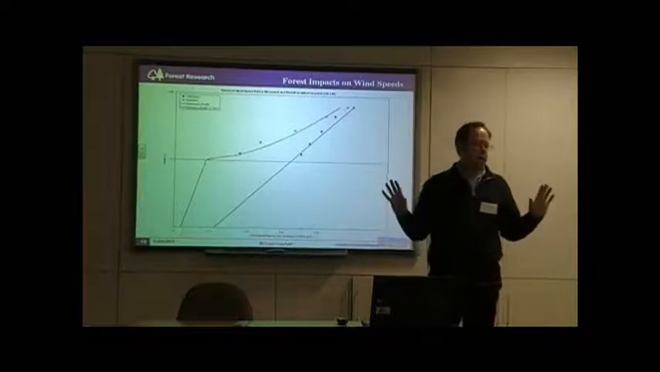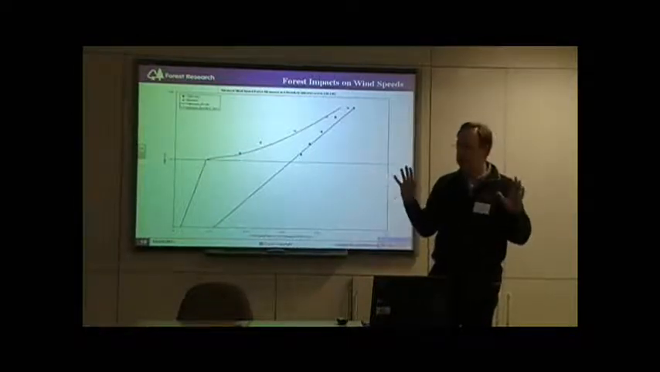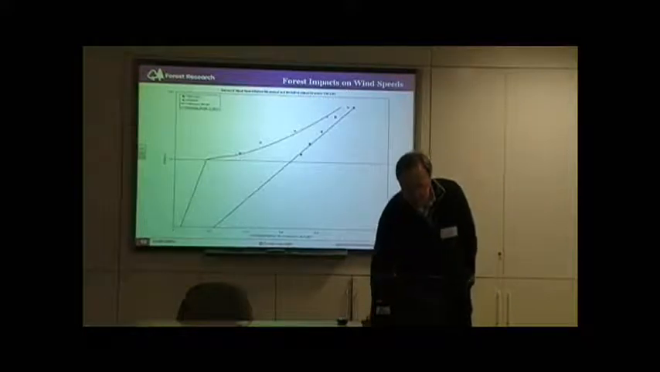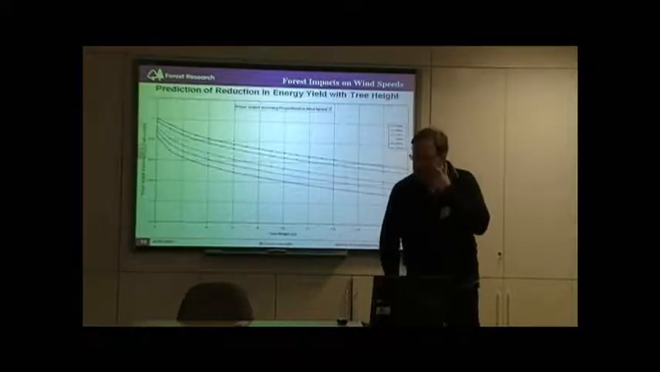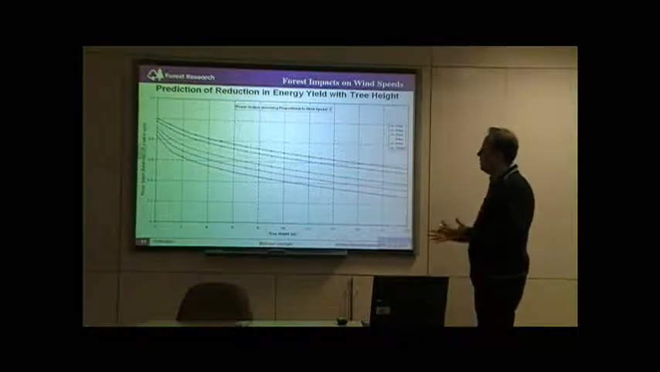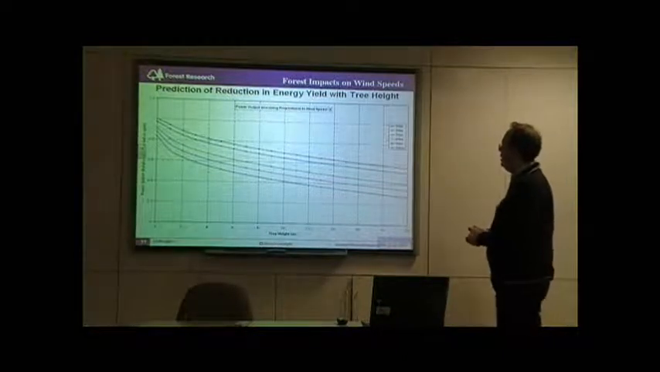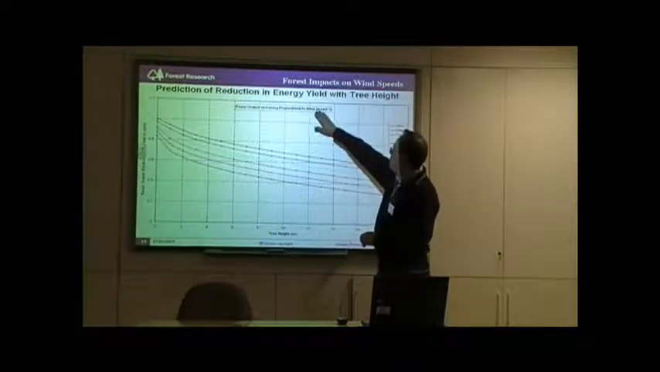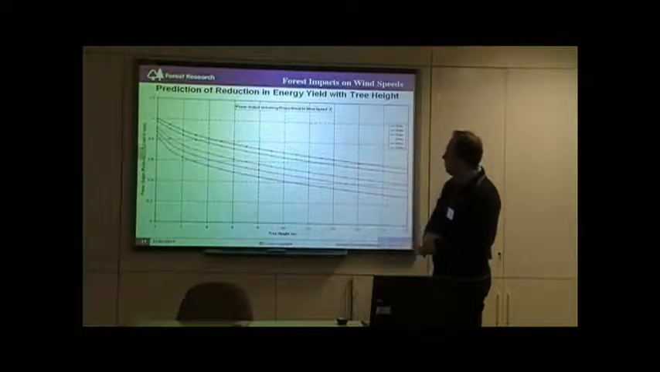It doesn't do anything about turbulence. It's a very simple model, just looking at mean flow. Can't tell you anything about turbulence intensity. And this is just to show you what the impact of forest is on the energy yield. Here, assuming that the power output from the turbine is proportional to the wind speed cubed.